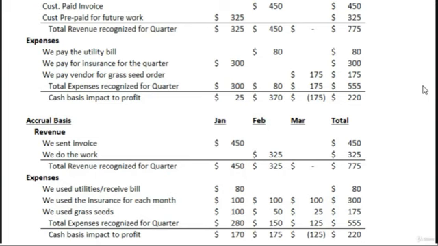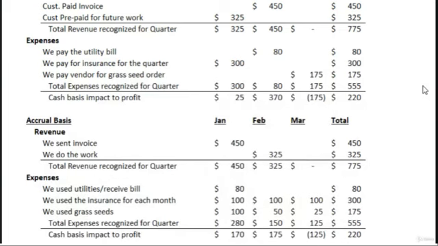Notice the total expenses add up to $555, whether we're accrual or cash basis, because in the long run, the cash and accrual basis are probably going to be the same, assuming that everybody's paying what they owe. Notice the cash basis impacted profit. That's going to total $220. That's taking the revenues and the expenses, and we see that it's just hitting different months differently. So notice that some months are higher and some months are lower than the accrual basis. But when we look at the long-term impact, it's still $220.